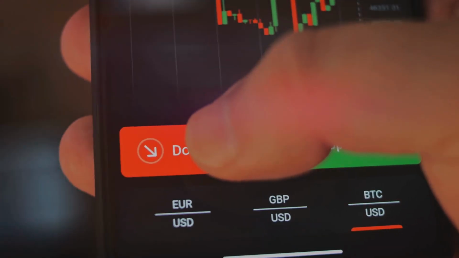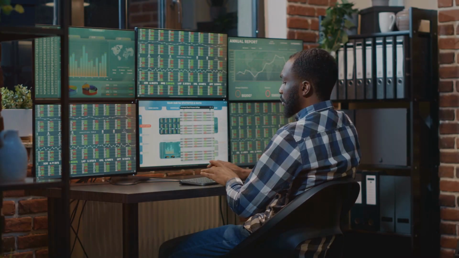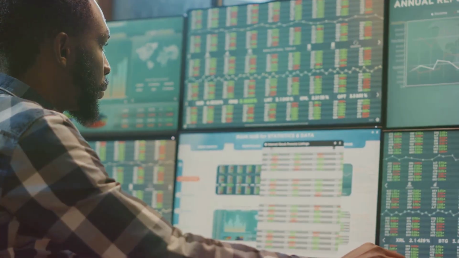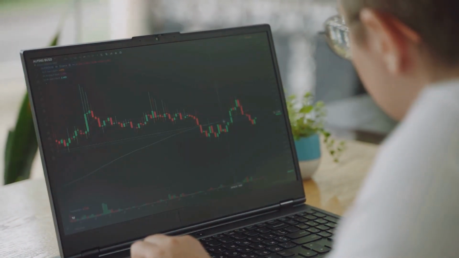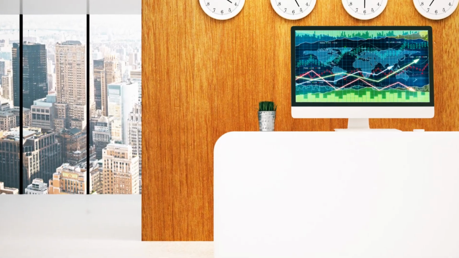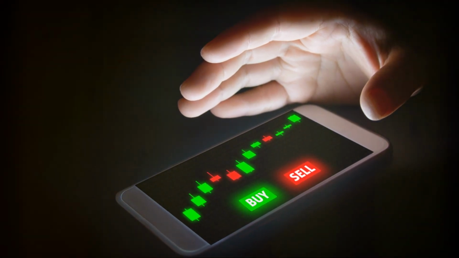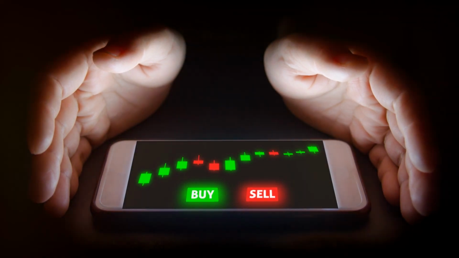Step 3. Fund your account. Once you're ready to trade with real money, fund your account. Only invest what you can afford to lose. Step 4. Analyze the market. Use technical and fundamental analysis tools to identify potential trading opportunities. Step 5. Place your trade. Choose your order type, buy or sell. Set your position size and determine your risk management parameters, stop loss and take profit level.